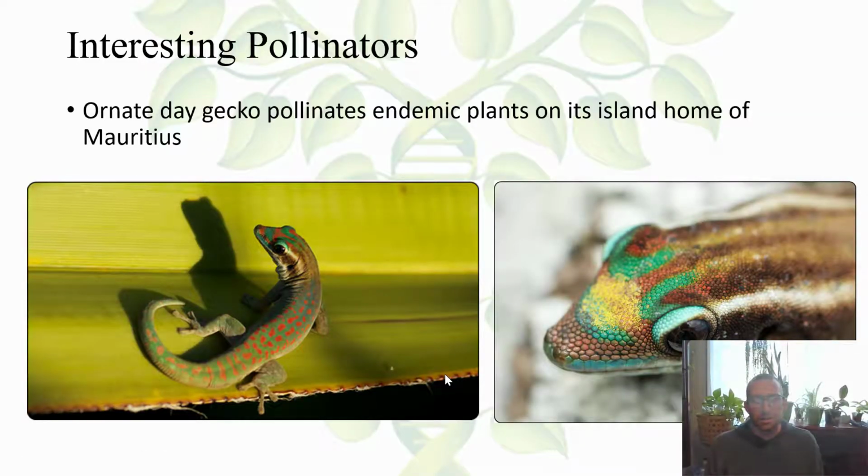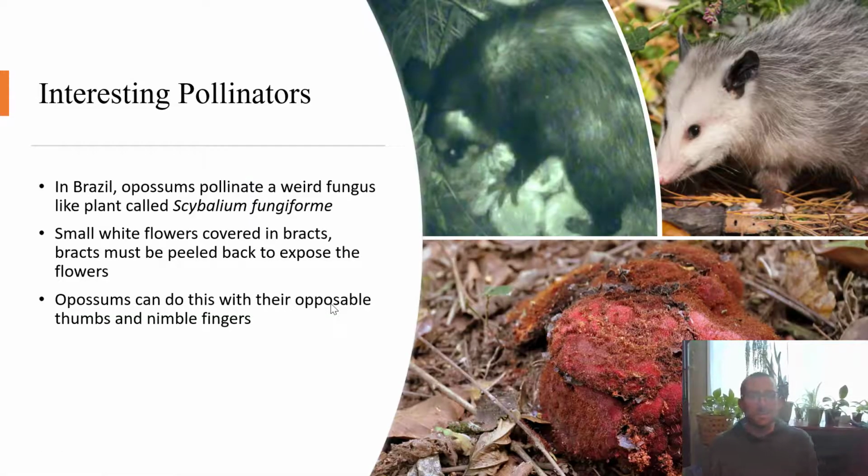Besides insects and mammals, we can also have reptiles that will pollinate. So here is a gecko that pollinates plants on its island home of the Mauritius. I think that's how you say that. I thought it was a pretty picture. And then my favorite is the possum. So in Brazil, possums will pollinate a weird fungus-like plant that you see here.